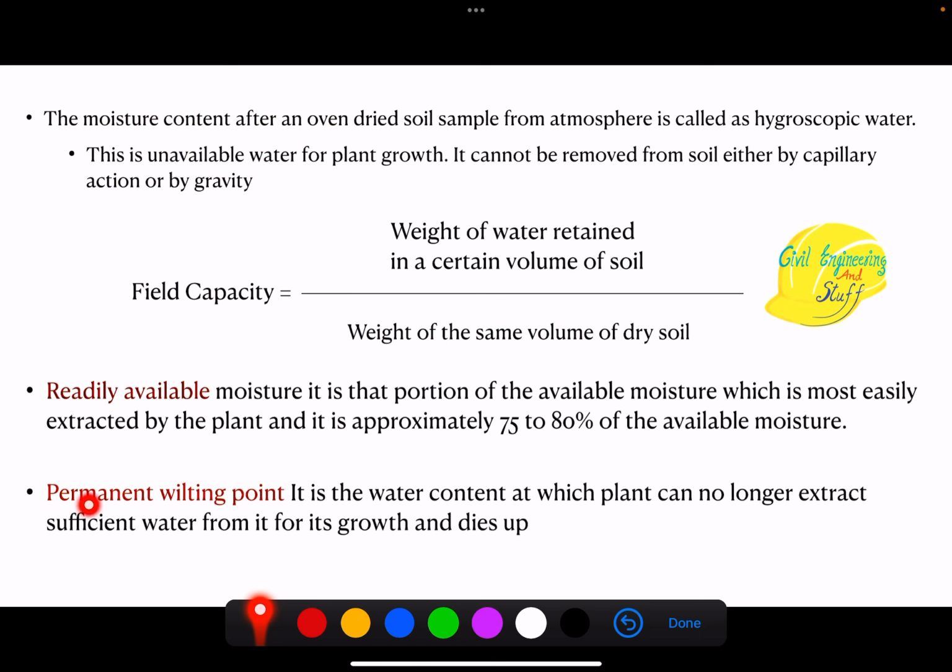Then we have the permanent wilting point, and permanent wilting point is the water content at which plant can no longer extract the sufficient amount of water to sustain its growth, and the plant will eventually die, because hygroscopic water is a very minuscule amount of moisture content in the soil.